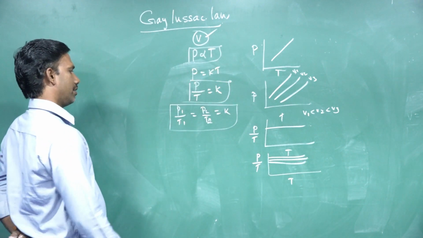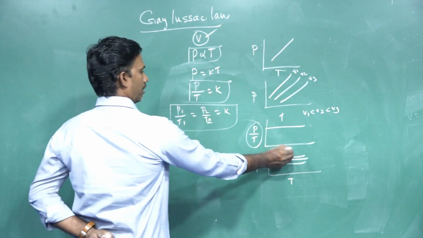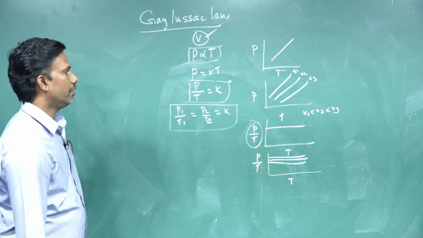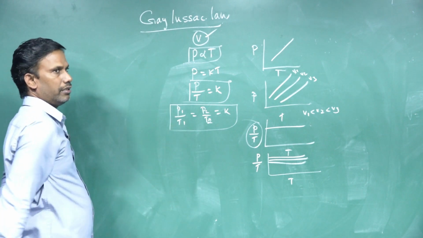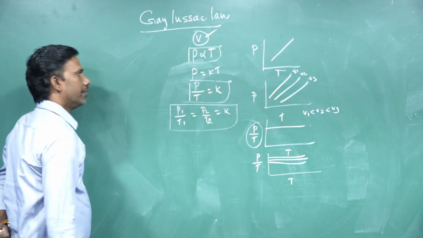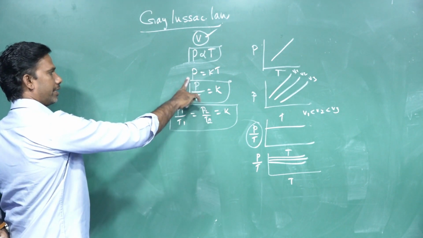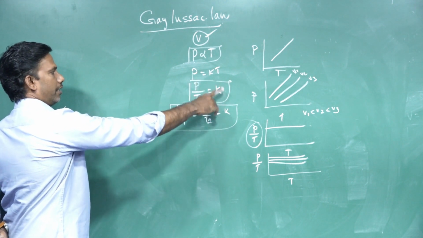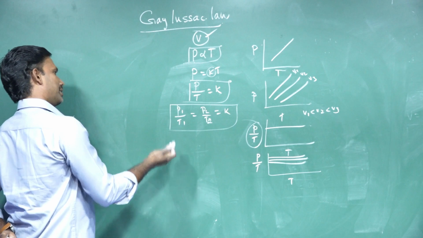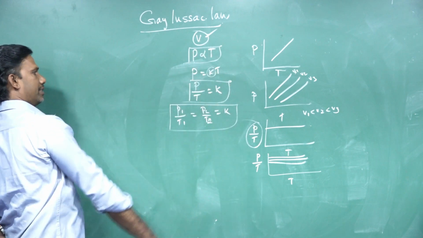What does it mean, sir? It says that the P by T value is always constant at any temperature. This is about the Gay-Lussac law. Once again, I am repeating what Gay-Lussac law is. At a constant volume, pressure is directly proportional to the temperature. The mathematical expression is P equal to KT, where K is a proportionality constant, so P by T equal to K. Then further expanding this equation, P1 by T1 equal to P2 by T2 equal to K. The graphical representation is there.